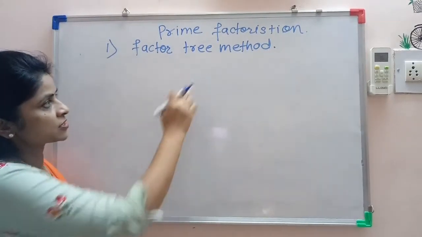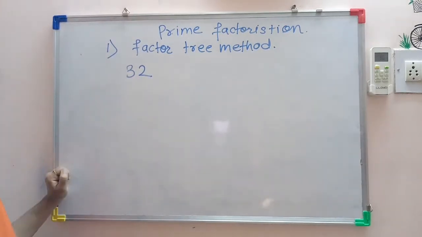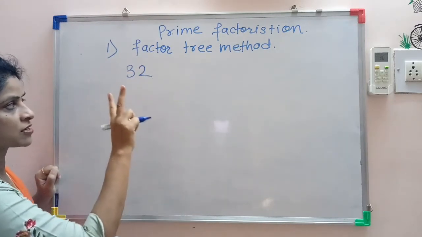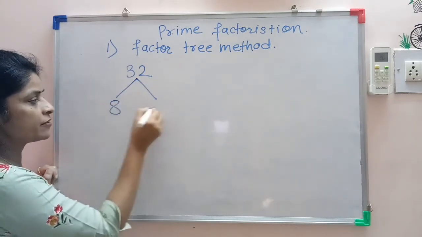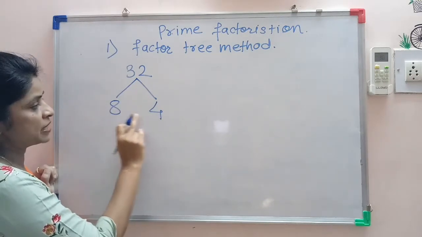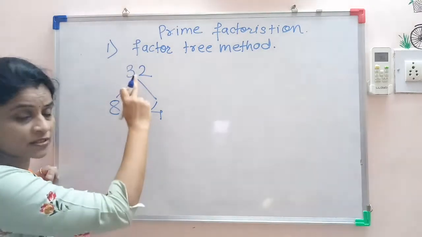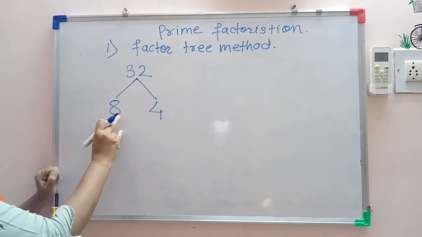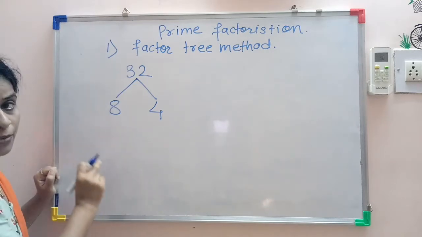Now let us start with the factor tree method. We will find the prime factors of 32 by the factor tree method. First of all, we have to write two factors of 32, that means 8 and 4. 8 multiplied by 4 is 32. So 8 and 4 are the factors of 32. Now we have to continue the factors until all the factors are prime.